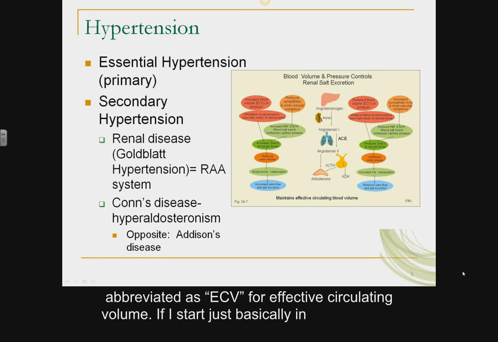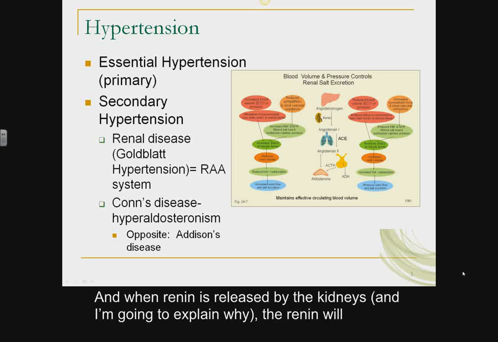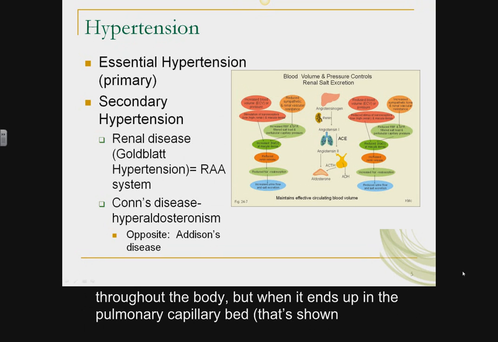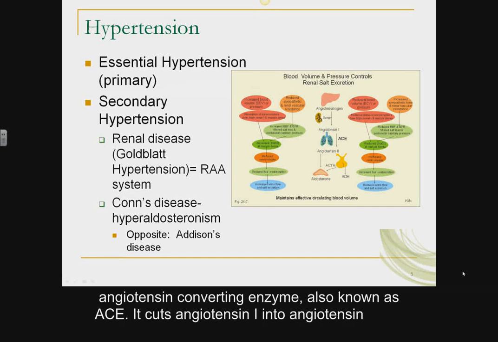If I start just basically in the middle, showing you the liver there, the liver makes a protein called angiotensinogen. And when renin is released by the kidneys, and I'm going to explain why, the renin will cleave the angiotensinogen into angiotensin 1. Then the angiotensin 1 gets distributed throughout the body, but when it ends up in the pulmonary capillary bed, that's shown here with the blue lungs, there's an enzyme in the capillary beds called angiotensin converting enzyme, also known as ACE. It cuts angiotensin 1 into angiotensin 2.